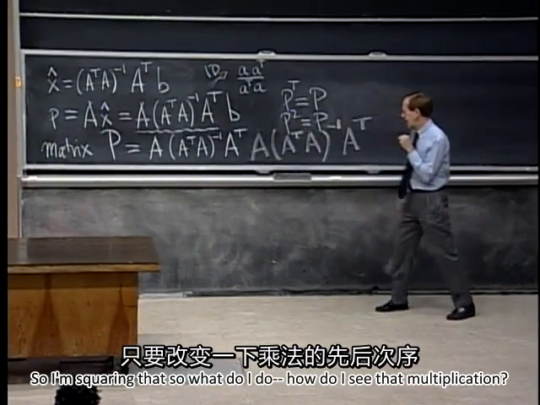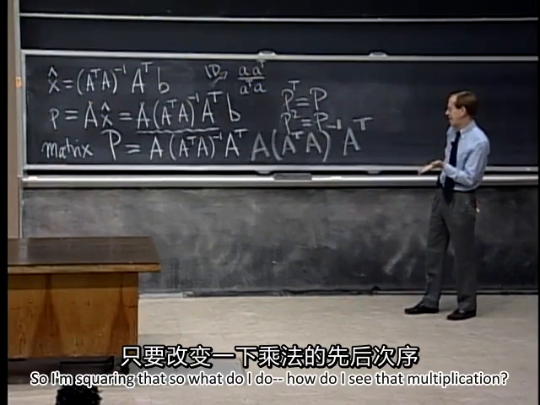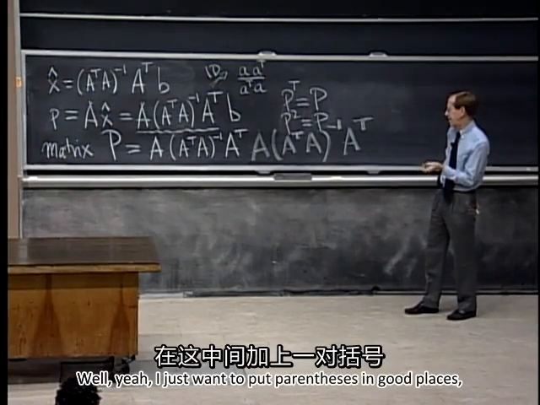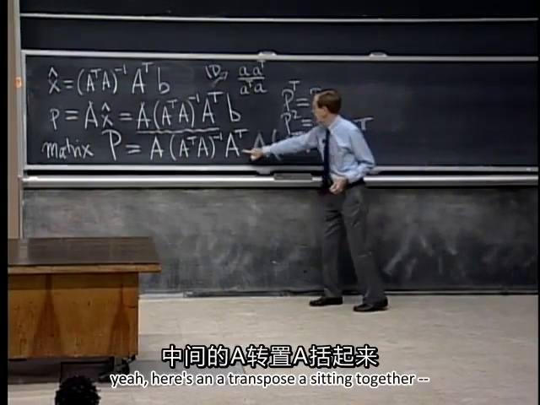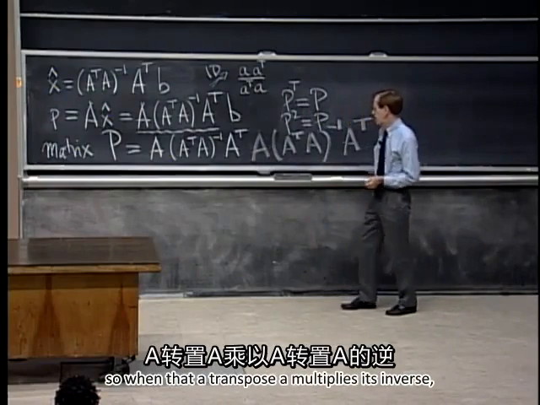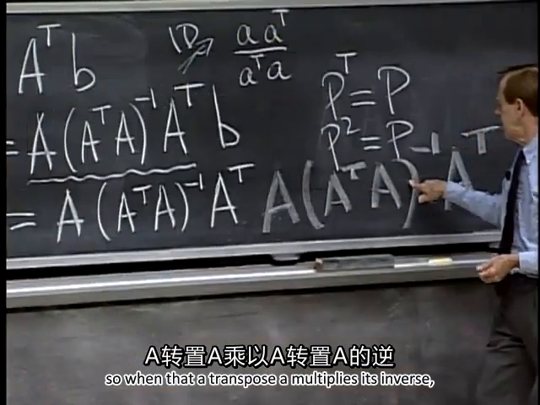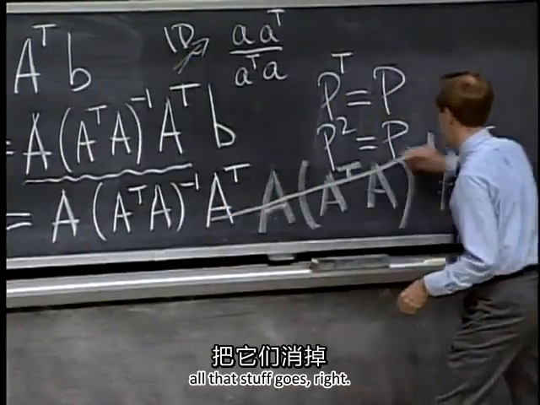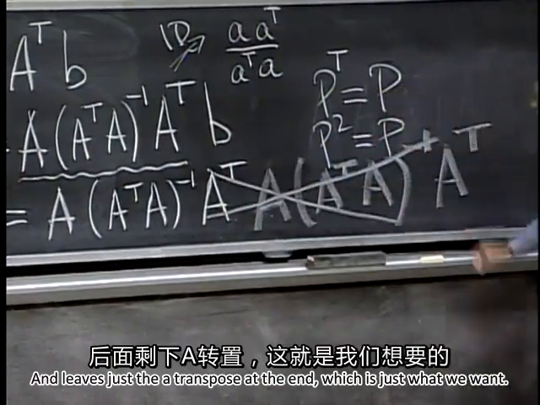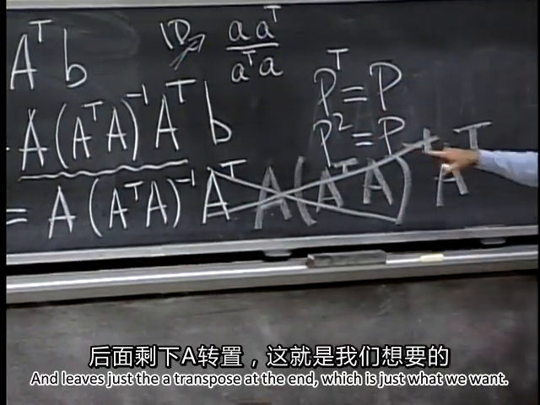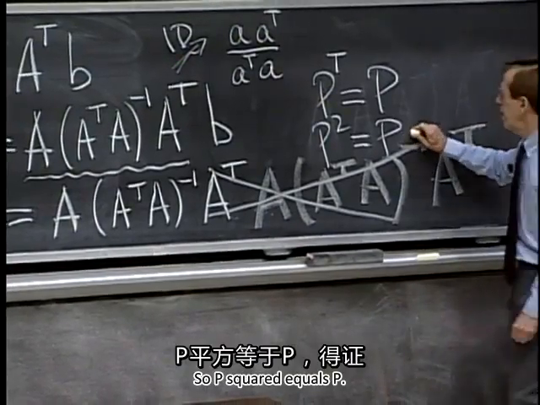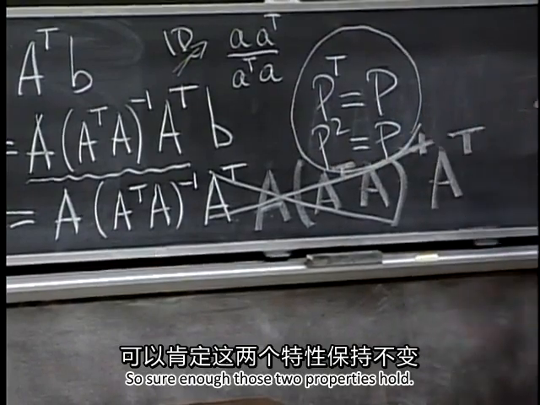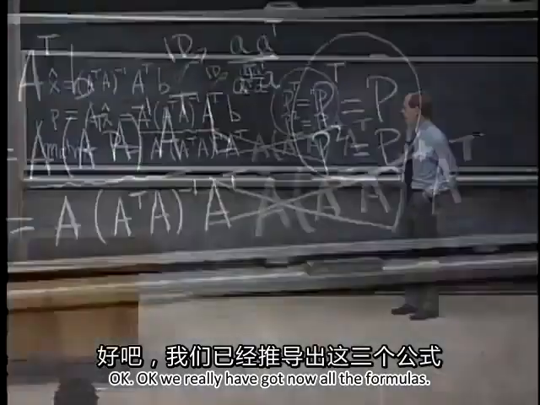So I'm squaring that. How do I see that multiplication? I just want to put parentheses in good places so I see what's happening. Here's an A transpose A sitting together. So when that A transpose A multiplies its inverse, all that stuff goes, and leaves just the A transpose at the end, which is just what we want. So P squared equals P. So sure enough, those two properties hold.